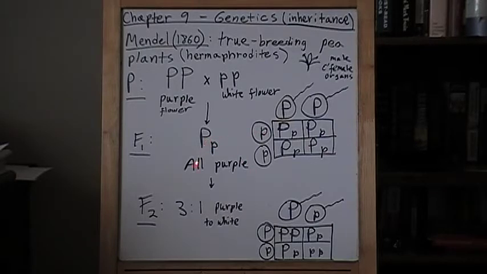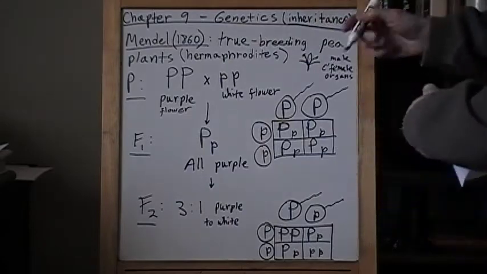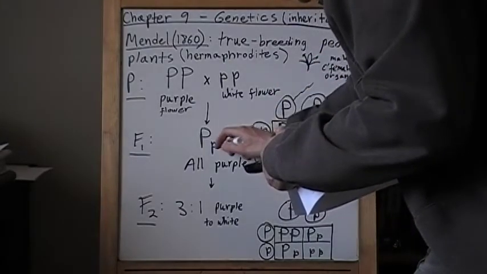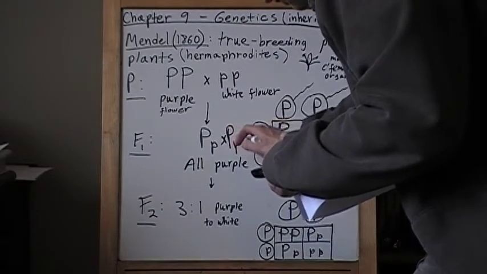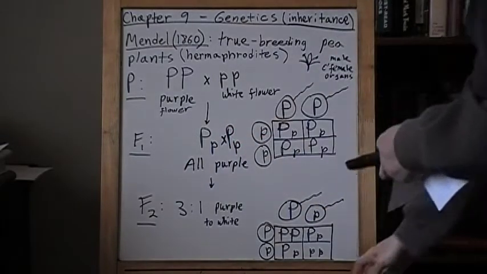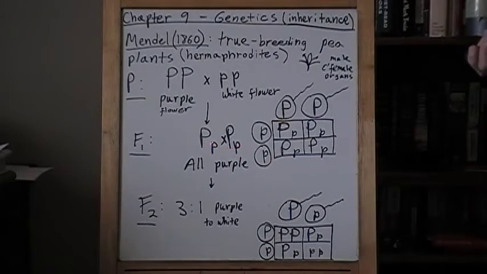Now in the F2 generation, we're taking these big P, little p F1 plants and self-fertilizing them. So basically it's this cross: big P, little p times big P, little p. You're really crossing the same genotype. This cross is called a monohybrid cross because each parent has one big P and one little p.